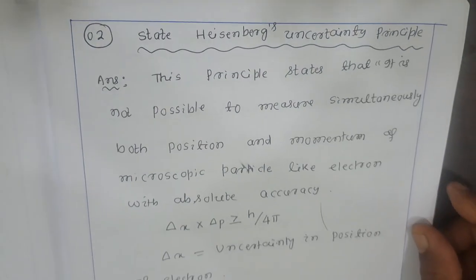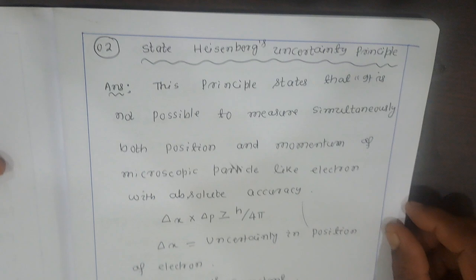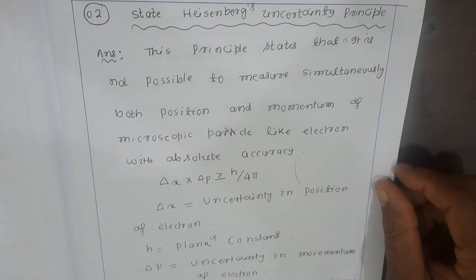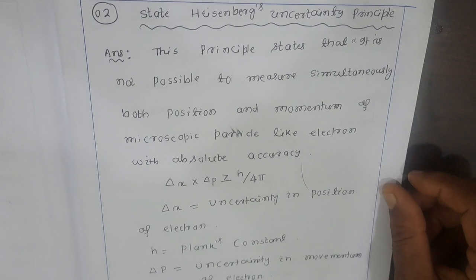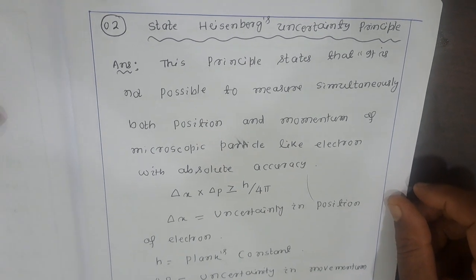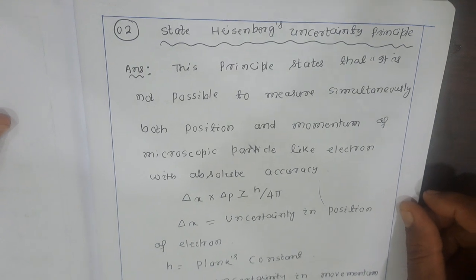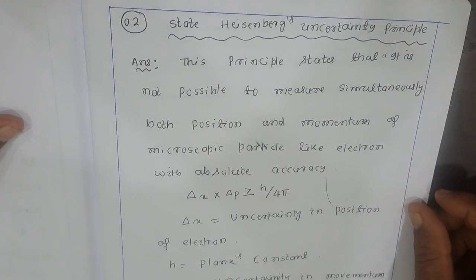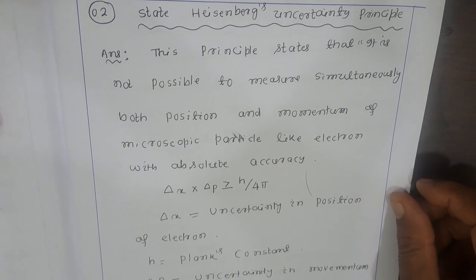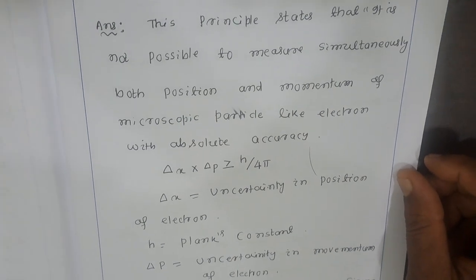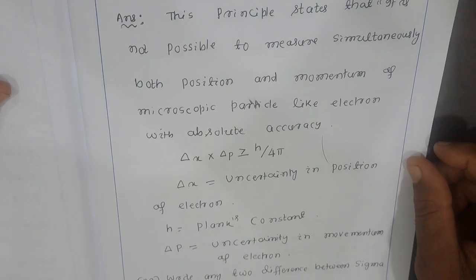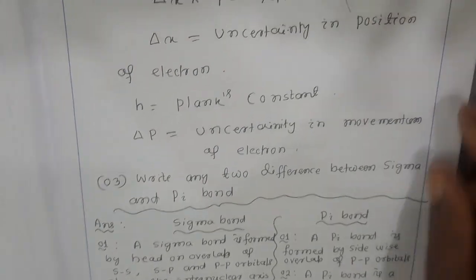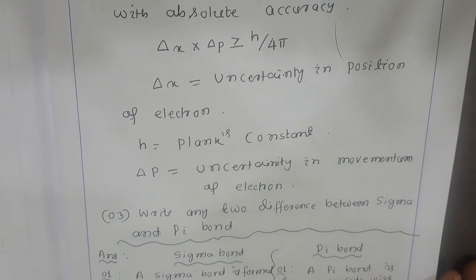Now, second question is state Heisenberg uncertainty principle. This principle says that it is not possible to measure simultaneously both position and momentum of a microscopic particle like electron with absolute accuracy. Here, delta x into delta p is greater than or equal to h by 4 pi, where delta x is equal to uncertainty in position of electron, h is equal to Planck's constant, delta p is equal to uncertainty in momentum of electrons.